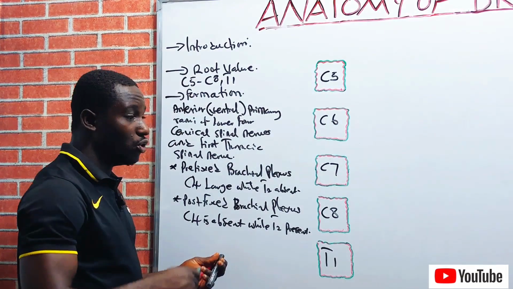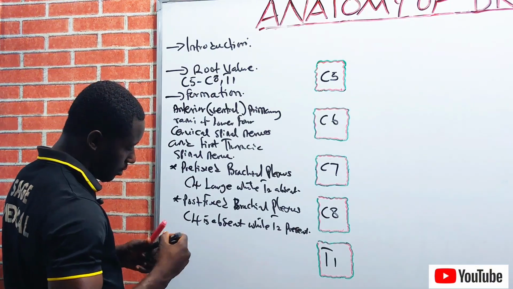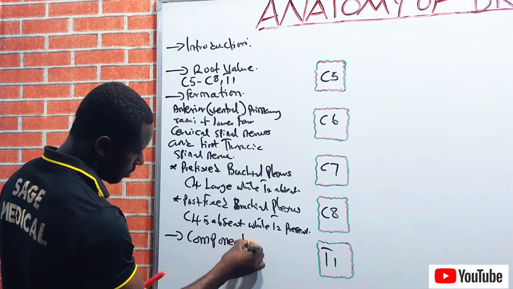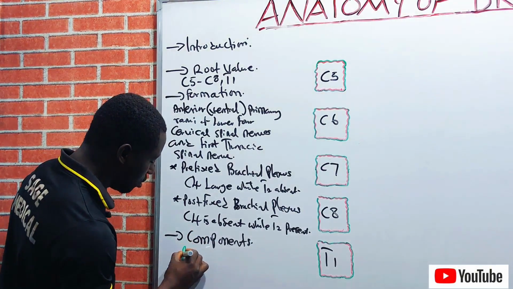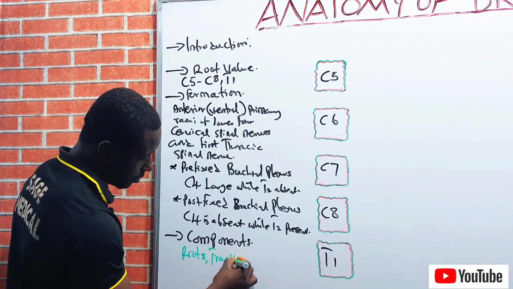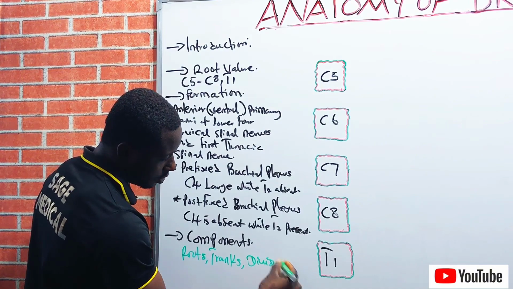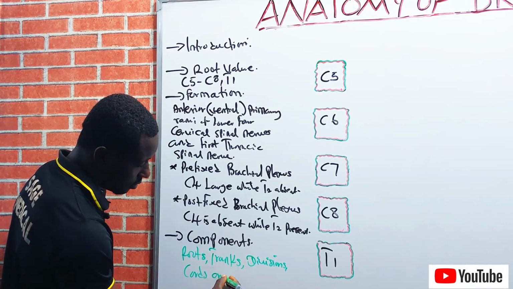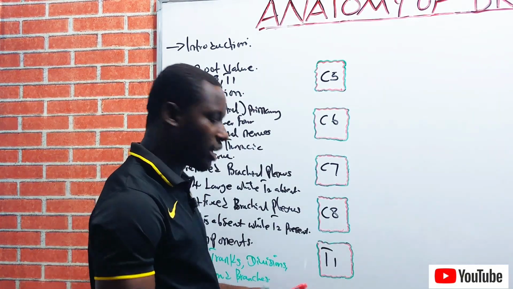So the next outline that we'll be looking at is the components. Components of the brachial plexus. The brachial plexus includes the roots, the trunks, the divisions, cords, and branches. So these are the components of the brachial plexus.